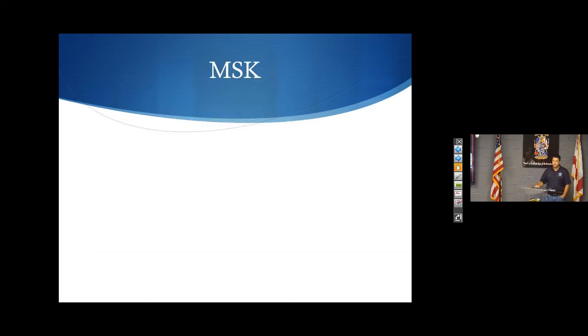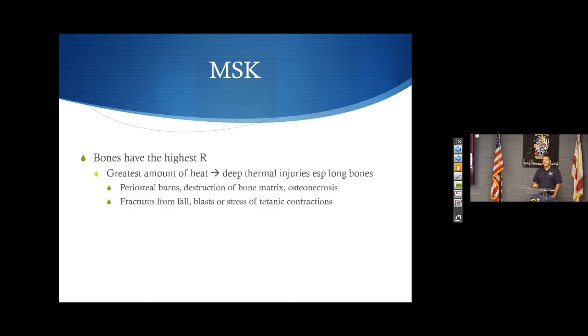All right, so the musculoskeletal system. Again, we talked earlier that bones have the highest resistance, so the greatest amount of heat is going to develop there. If it does get down into those tissues, you can get deep thermal injuries, especially within the long bones. We refer to these as periosteal burns, destruction of the bone matrix, osteonecrosis. You can get fractures from falls, blasts, or stress, tetanic contractions. You have tissue necrosis plus edema, which can result in compartment syndrome.